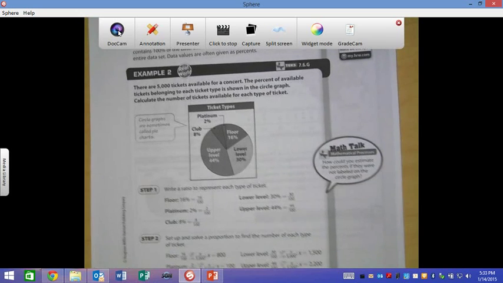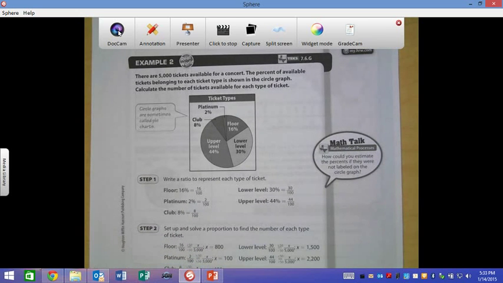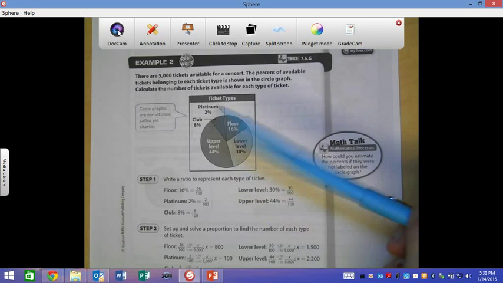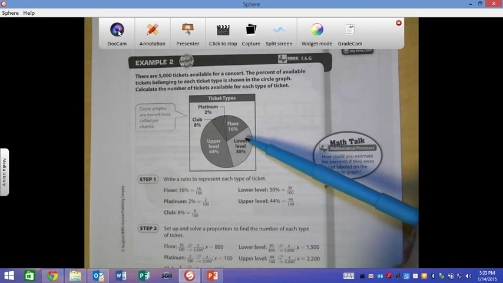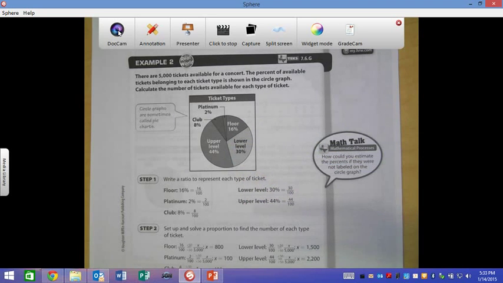So example 2. There are 5,000 tickets available for a concert. The percent of available tickets belonging to each ticket type is shown in the circle graph. Calculate the number of tickets available for each type of ticket. So, just like before, we need to create a ratio that represents each type of ticket. So, our floor tickets are 16%. Our platinum seats are 2%. Our club are 8%. Our lower level are 30%. And our upper level are 44%.